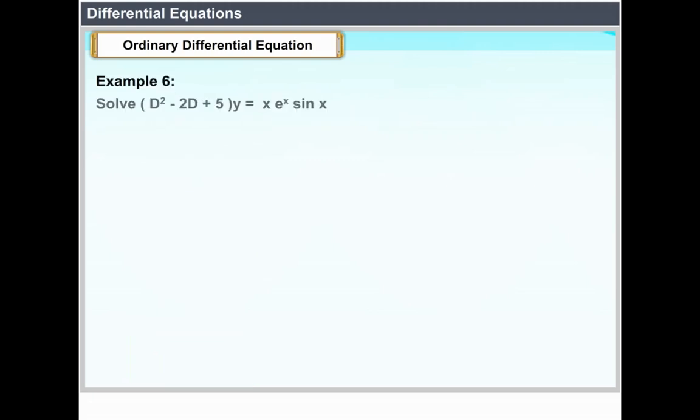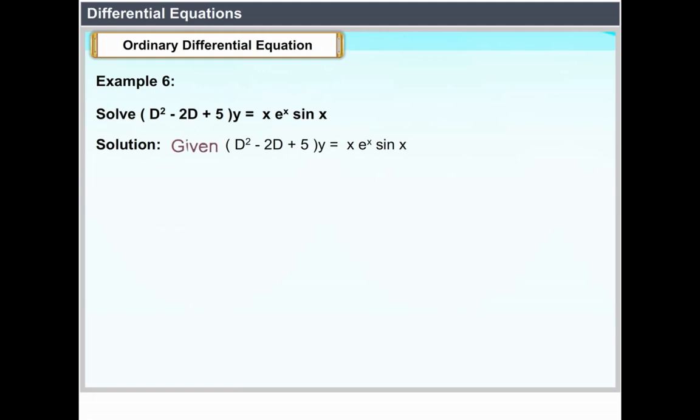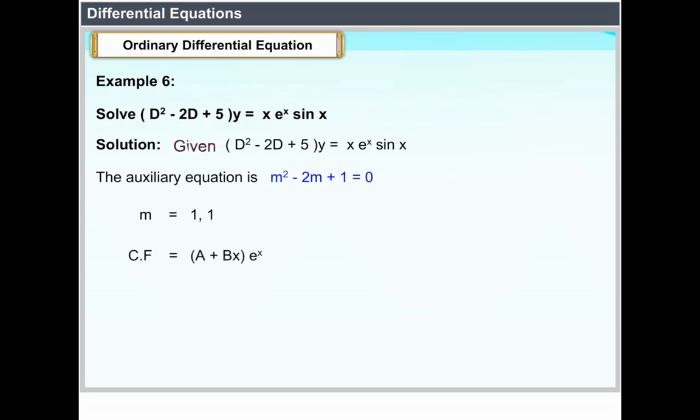Example 6. Solve (D square minus 2D plus 5) into y equal to x into e power x into sin x. Solution: given (D square minus 2D plus 1) into y equal to x into e power x into sin x. The auxiliary equation is m square minus 2m plus 1 equal to 0. M equal to 1, 1 by using factorization method. CF equal to (A plus Bx) into e power x.